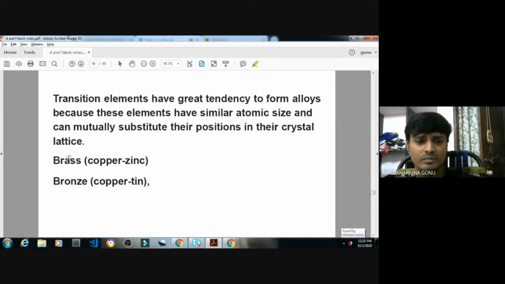And what have we seen? Alloys. Alloys are a mixture of metals: brass means copper plus zinc, bronze means copper plus tin.